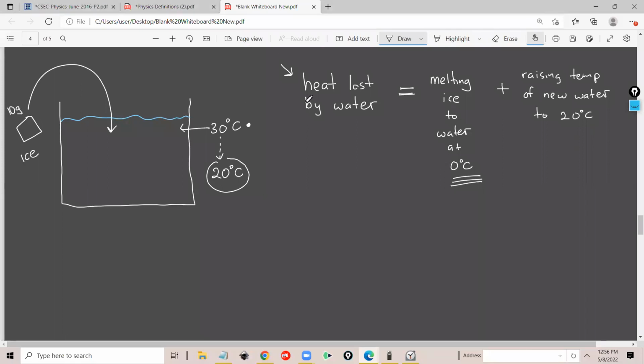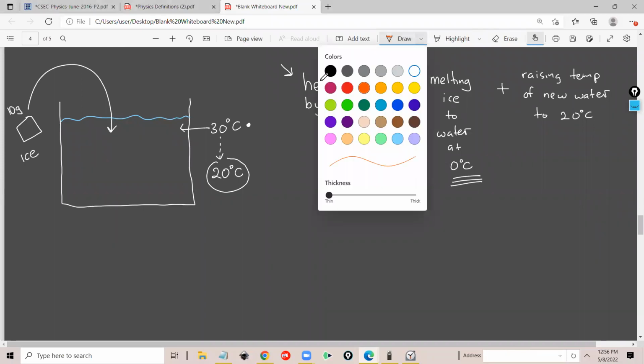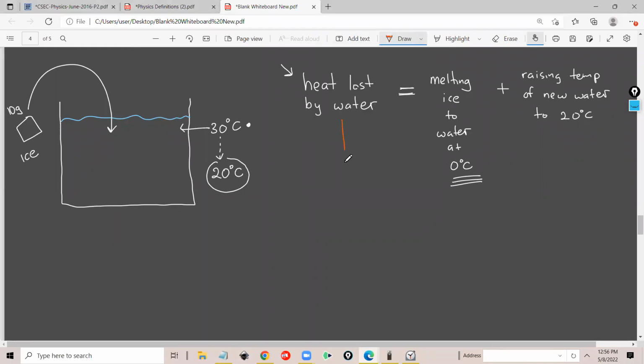So remember, let's calculate the heat lost by the water. Now, when they say the water here, they're talking about the initial water, right? Not the new water being introduced by the melted ice. So the water is cooling down. It's going from 30 to 20. So there's no change in state. It's water, and now it's just cooler water.